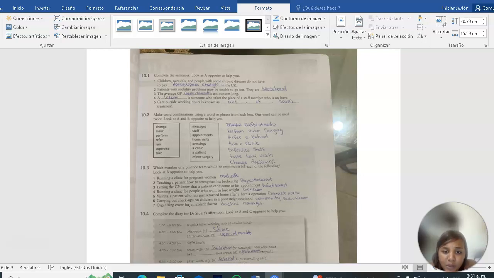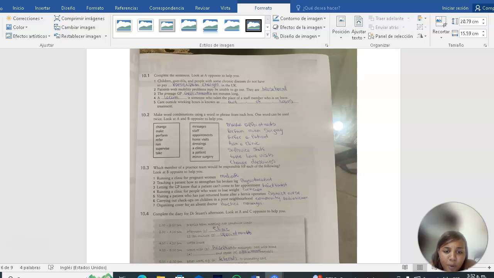Make an appointment, perform minor surgery, refer a patient, run a clinic, supervise staff, take a home visit, choose dressings. Which member of a practice team could be responsible for each of the following? Look at B opposite to help you.